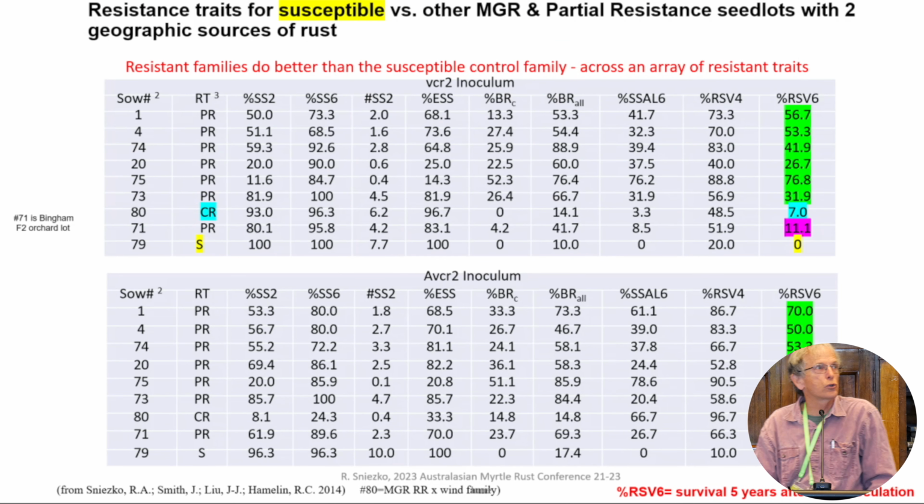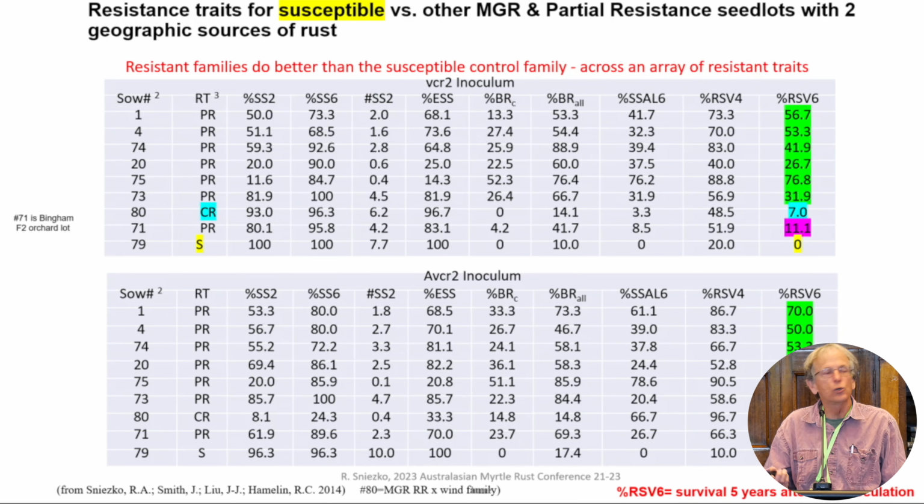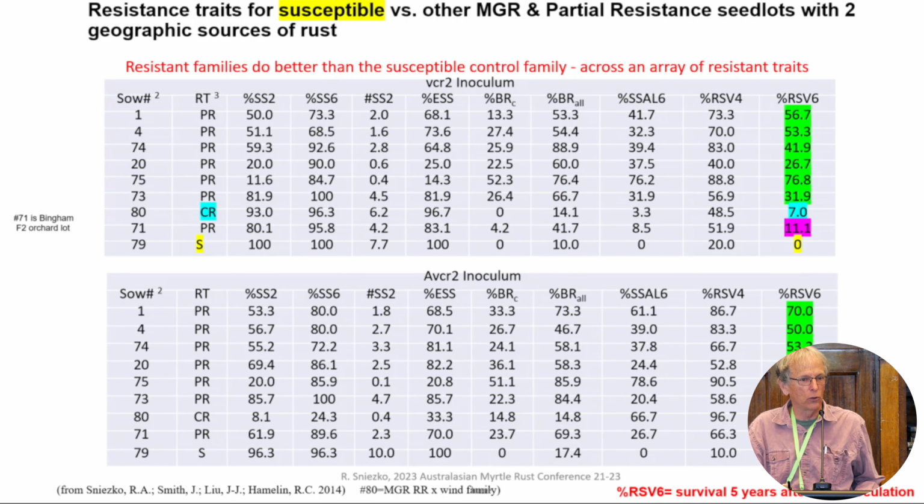Here's an example showing number 79, which is in yellow on the far right, and you look at survival in 2 trials with 2 different geographic sources of rust. In one trial it had 0% survival, in the other trial it had 3.3% survival. Well, there's a number of other families in there, and you can see that they have anywhere from maybe 7% survival upwards to over 70% survival. So some very impressive, and that's the far right-hand column.